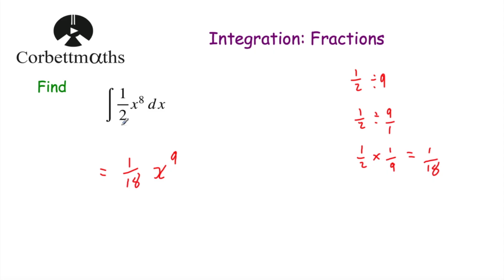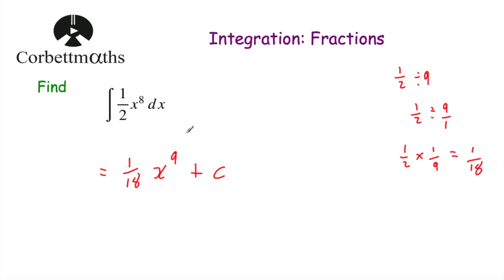So if we've been asked to integrate a half x to the power of 8 with respect to x, we'd get 1/18 x to the power of 9, but then we obviously need to put our plus c, our constant of integration, on the end, because there may have been a number that disappeared whenever we differentiated, so we need to remember that plus c on the end. So if we're asked to integrate a half x to the power of 8 with respect to x, this would be our answer.